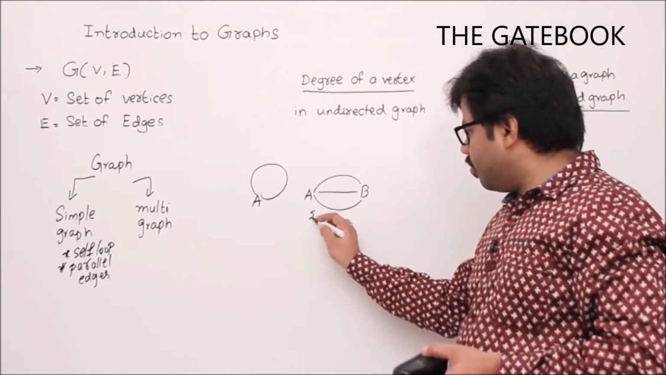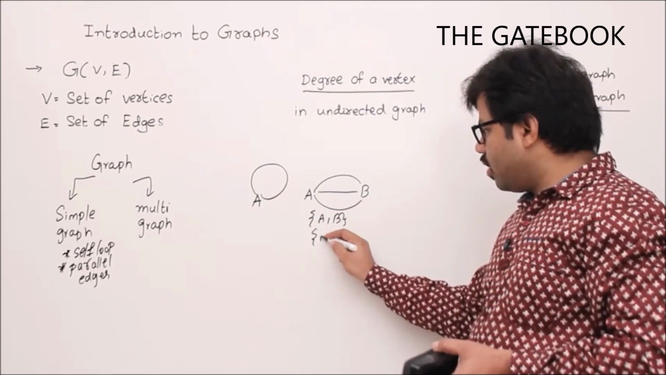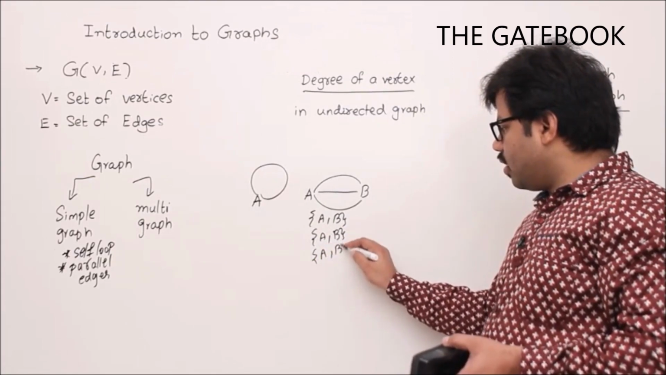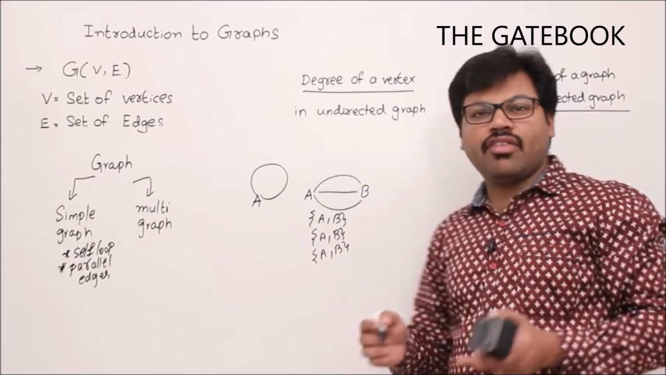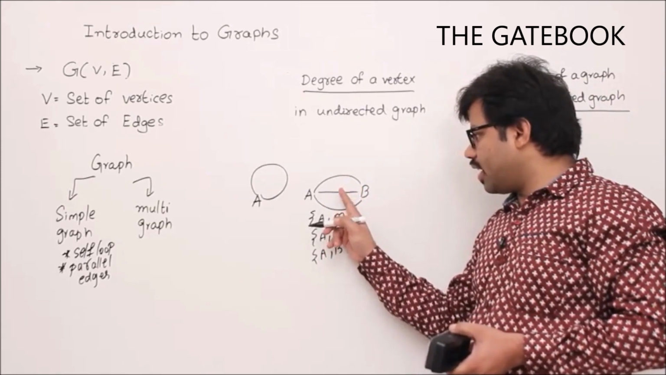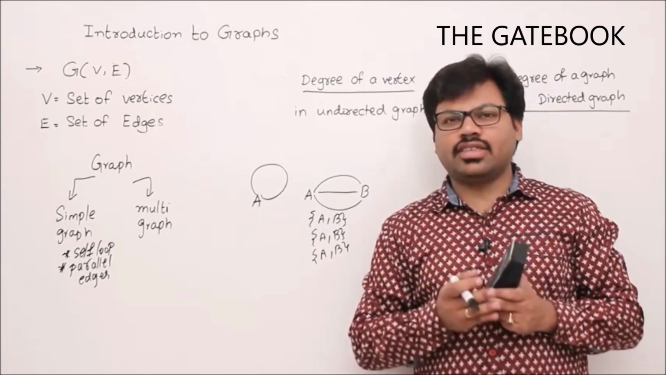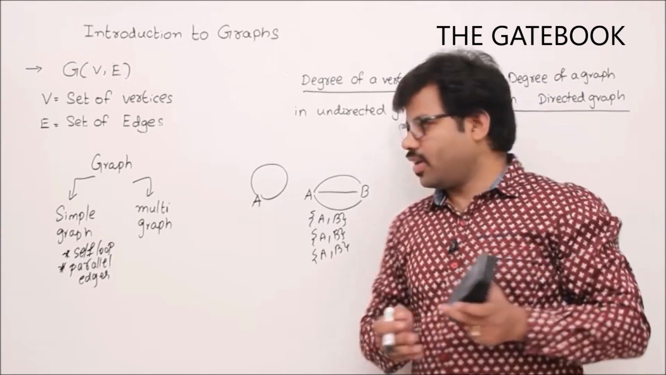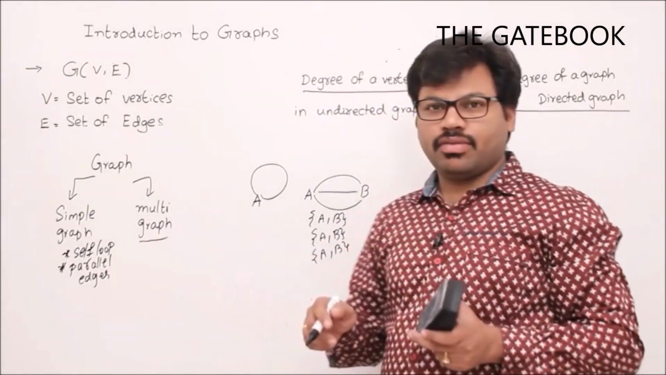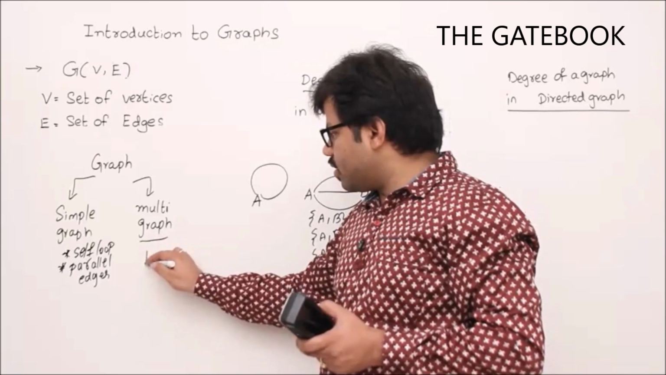So how to write them? In set form you write like this, right? An edge A comma B, A comma B, A comma B. I can say that all these edges don't have any identity of their own, right? So how can you differentiate this A comma B, this A comma B, this A comma B? Such kinds of edges are called parallel edges or multiple edges. Okay. Now, a multigraph is a graph which may contain parallel edges.